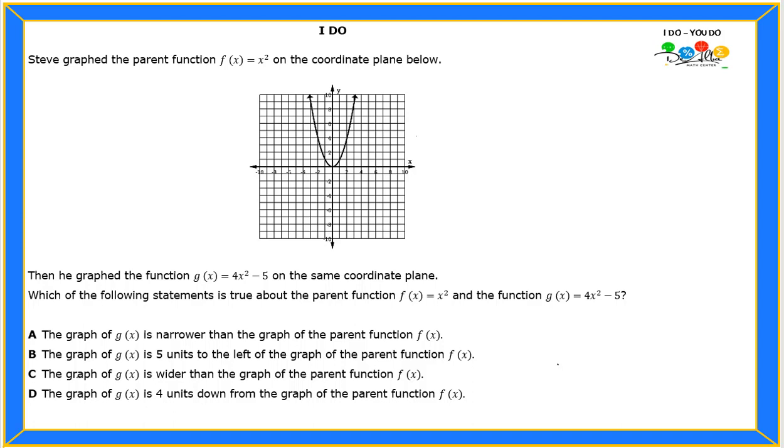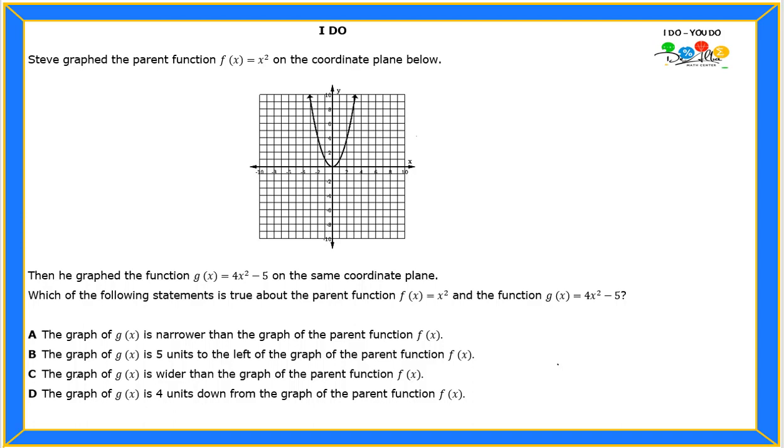Let's read the problem. It says, Steve graphed the parent function f of x equals x squared on the coordinate plane below. Then he graphed the function g of x equals 4x squared minus 5 on the same coordinate plane. Which of the following statements is true about the parent function f of x equals x squared and the function g of x equals 4x squared minus 5?